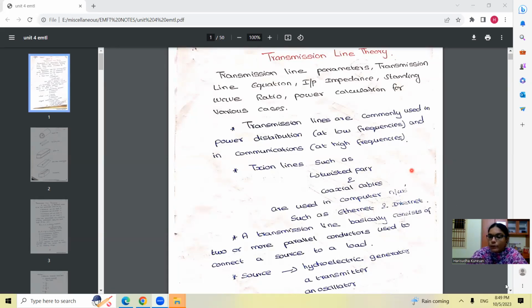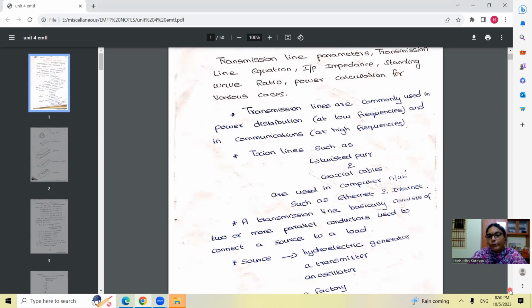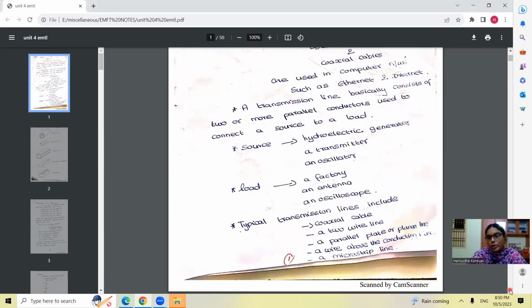There are many types of transmission lines. Some of the types are twisted pair cables and coaxial cables. Usually coaxial cables are used for computer networks. Nowadays, we are moving towards fiber optic cables. In a transmission line, basically we have 2 or 4 parallel conductors which are used to connect the source to the load. Examples of a source are hydroelectric generators and a transmitter, and examples of a load are a factory or an antenna.